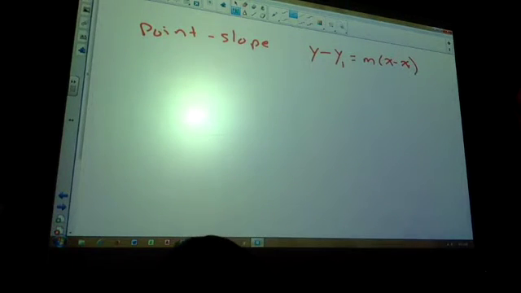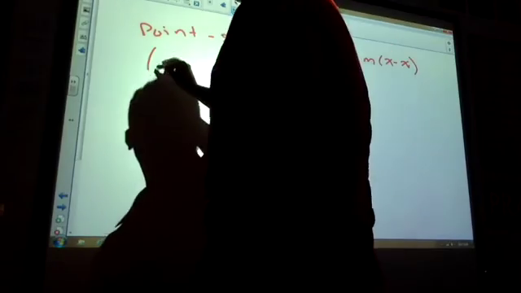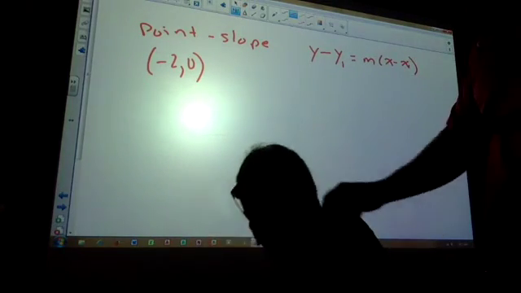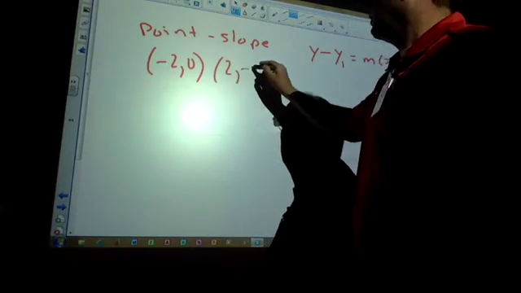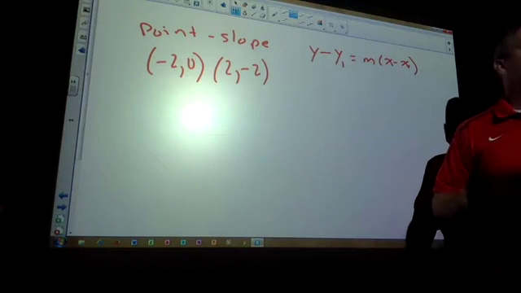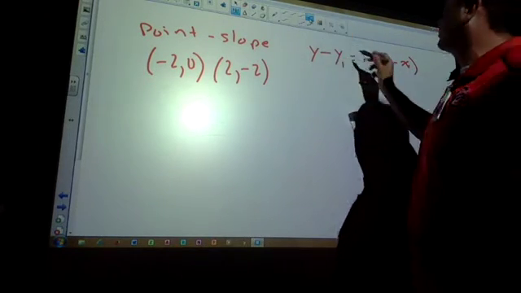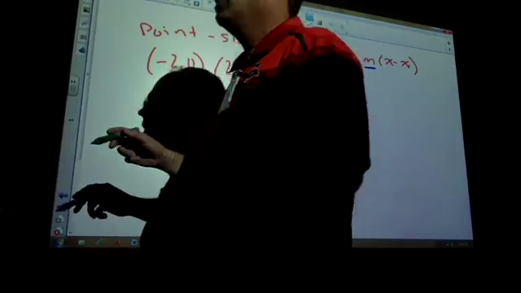All right, so we need to take a look at it. And it looks like I have, it says write the equation. So I have -2, 0 as one of my points. And I have 2, -2 as my other point. Agree? What am I missing right now on this problem? Yeah, I don't have the slope. So let's go ahead and figure out the slope.